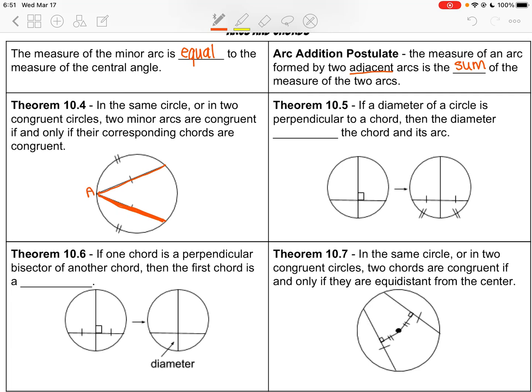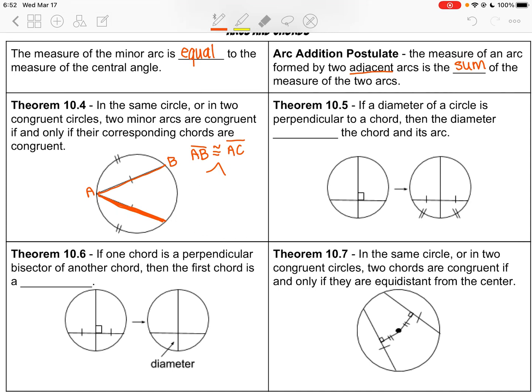So if I put some letters on this, A, B, and C, what I can see is that those two chords are congruent, and those are segments. So segment AB is congruent to segment AC. And with that being true, this is an if and only if, so it's biconditional. It goes either way. So if those chords are congruent, then those arcs that are formed are also congruent. So arc AB is going to be congruent to arc AC.